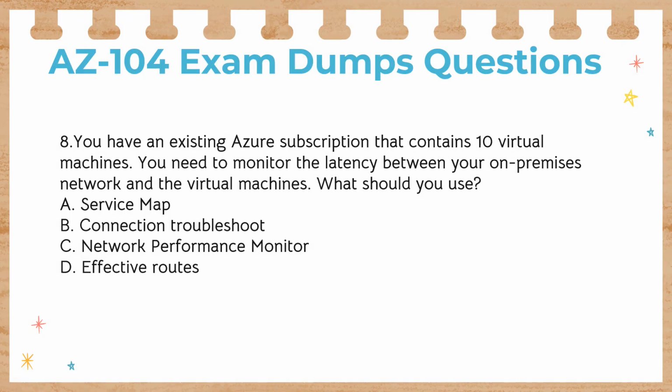8. You have an existing Azure subscription that contains 10 virtual machines. You need to monitor the latency between your on-premises network and the virtual machines. What should you use? A. Service Map. B. Connection Troubleshoot. C. Network Performance Monitor. D. Effective routes.